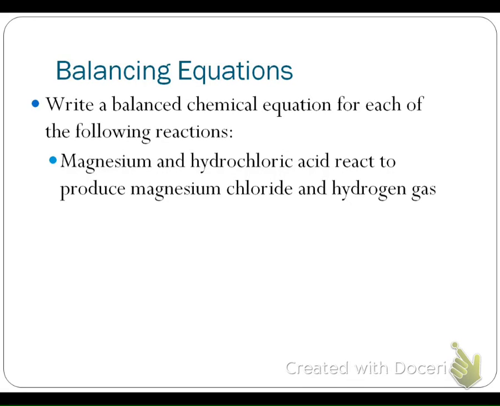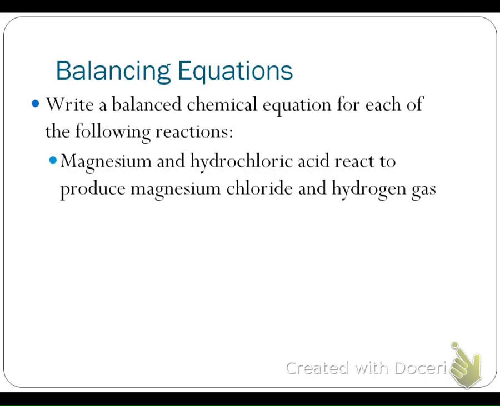All right, so we're going to do balancing reactions where we take it from word form, we build them with our chemical formulas, the correct chemical formulas, and then we'll balance. So we'll do one together and we'll do one on our own. All right? So our first reaction is magnesium reacting with hydrochloric acid, and it produces magnesium chloride and hydrogen gas.